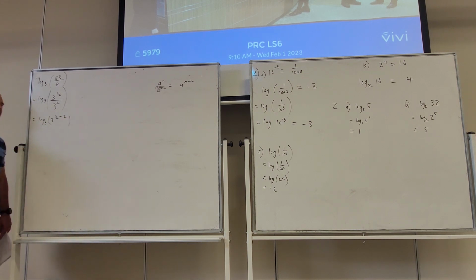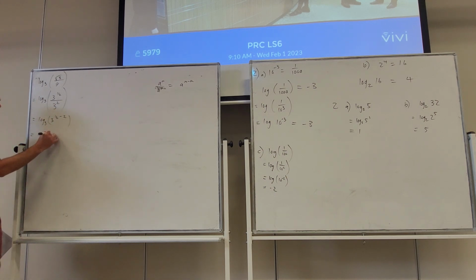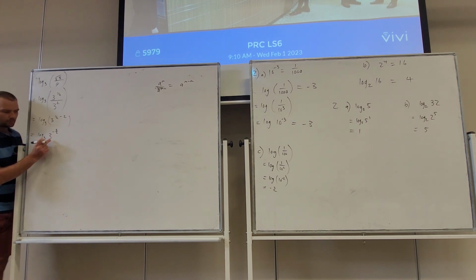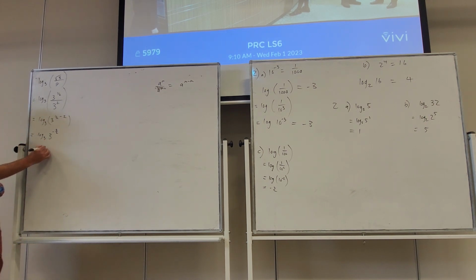And then that's going to become 3 to the power of negative 3 on 2. Alright? Half take away 2 is negative 3 on 2. Now that we've expressed it as a single power of 3, we can evaluate it to the power.